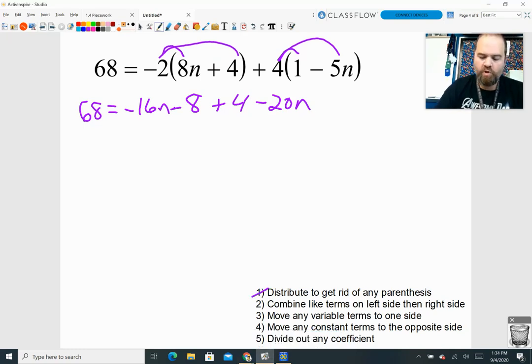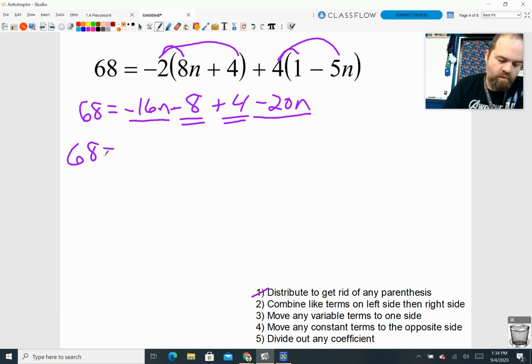All right, that took care of the first thing on my list. I distributed to get rid of the parentheses. Now, I'm going to look at just the left-hand side and then just the right-hand side. Is there anything I can combine on the left-hand side? I've got a single term, so there's nothing to worry about. On the right-hand side, I've got all kinds of different terms. Some of them are alike. I've got a couple of variable terms. I've got a couple of constant terms. I'm going to combine my like terms. So negative 16n and a negative 20n is negative 36n. Negative 8 plus 4 is negative 4.